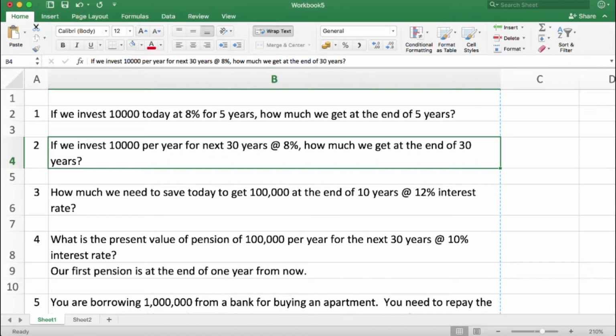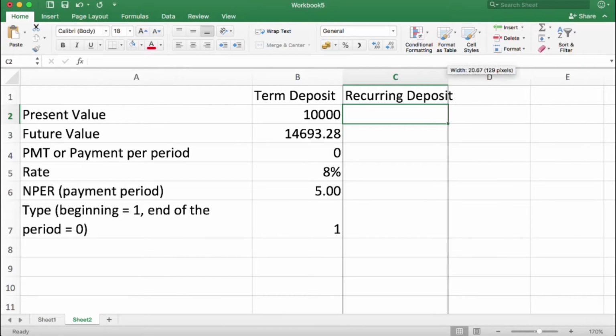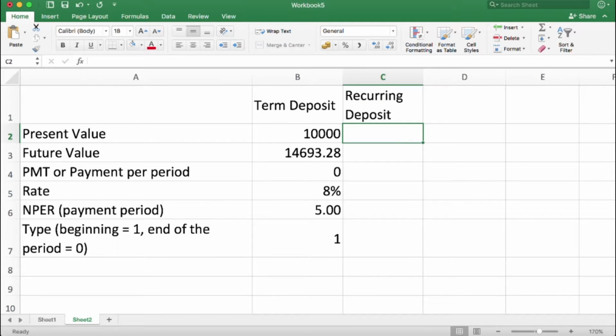Our next problem is, if we invest 10,000 per year for the next 30 years at 8%, how much do we get at the end of 30 years? So let's try to enter. This is a recurring deposit. So present value is 0 because we are not going to make any lump sum today. Future value is what we need to know. Payment per period is 10,000. Every period we are making 10,000. Rate continues to be 8%. The number of years is 30 years. And we are starting our recurring deposit today. Therefore, type is equal to 1.